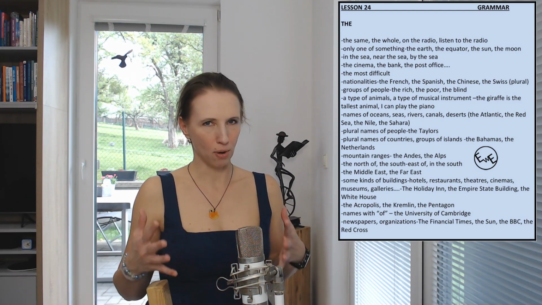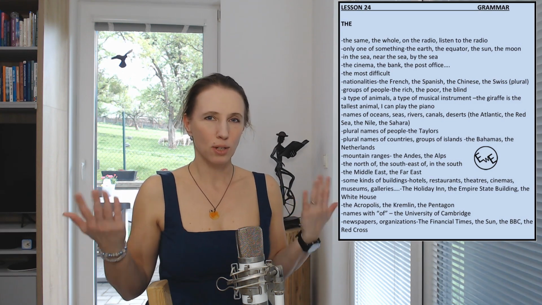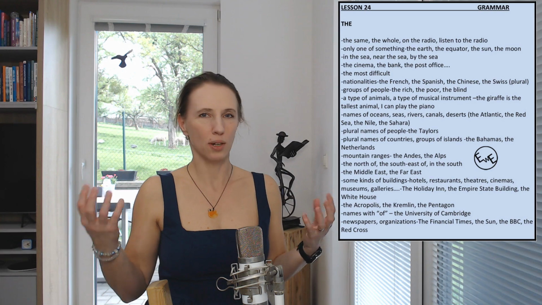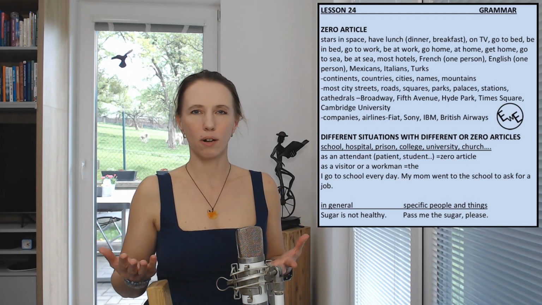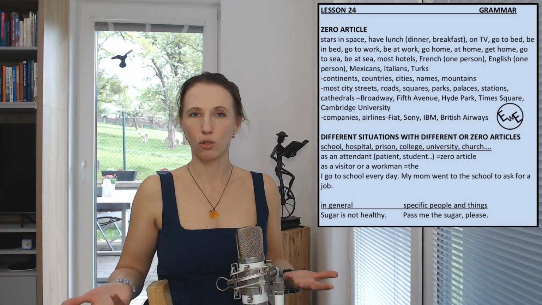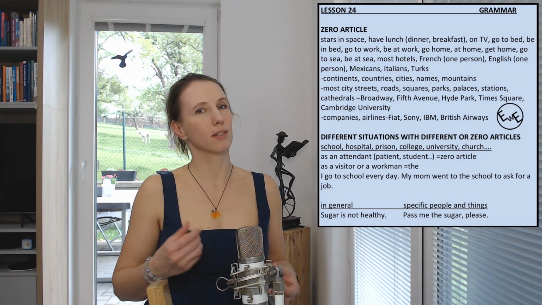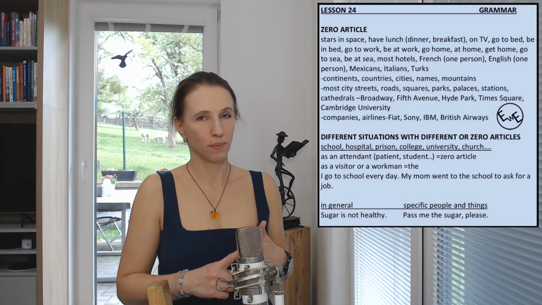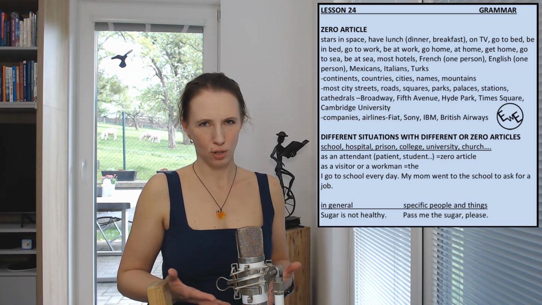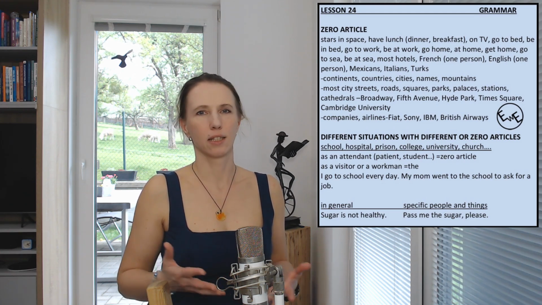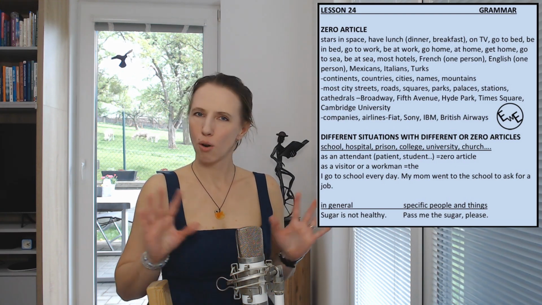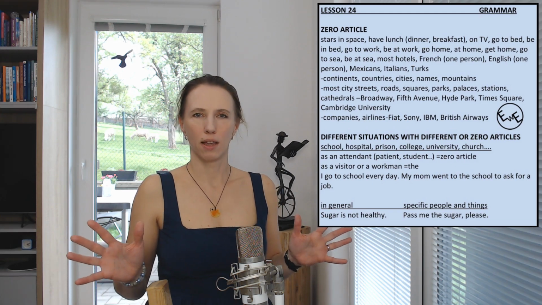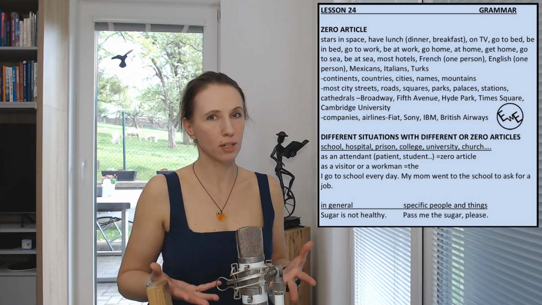It's not easy to remember all these things. The best thing is to listen to the native speakers, and when you hear the article, try to focus on that. Zero articles are with meals of the day. Have lunch, have dinner, have breakfast, at home, at school, at work. With nations in plural. Mexicans, English people, Turks. No article with countries, with cities, with names of people, mountains.